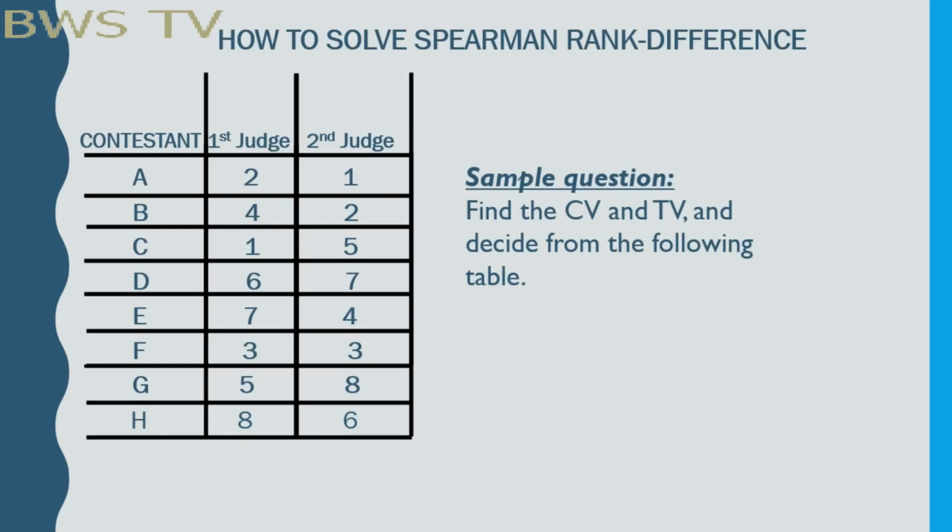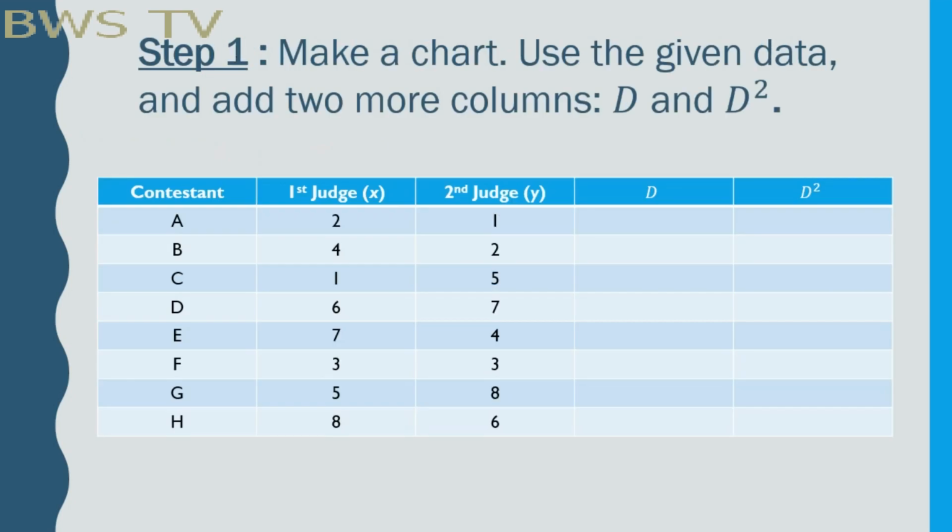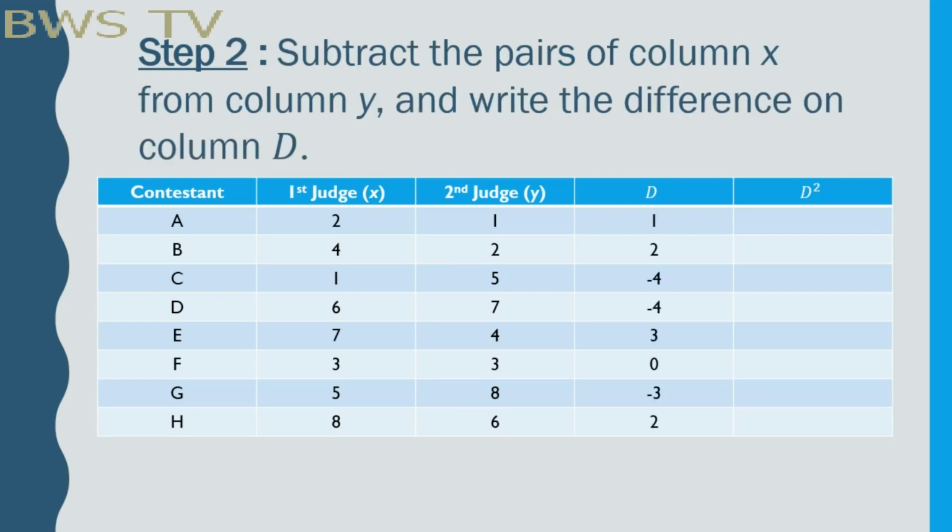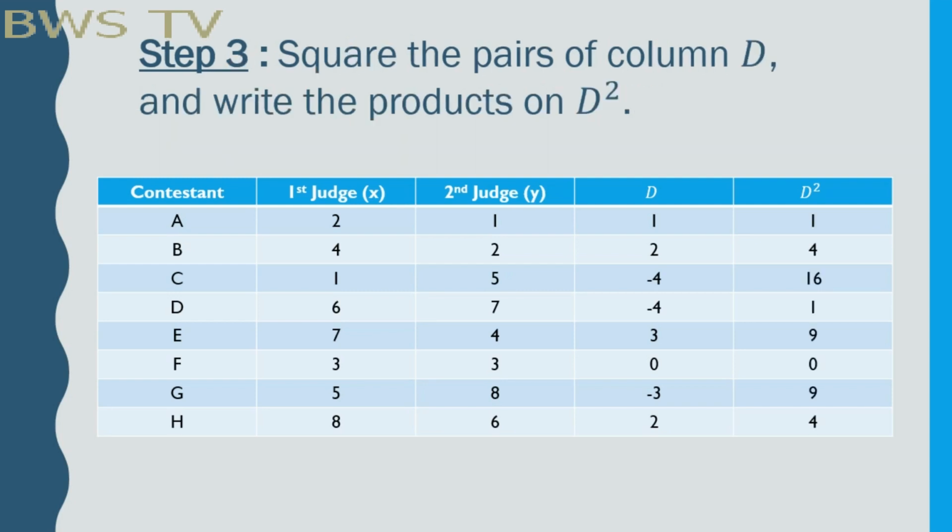Now I will be showing you an example on how to solve Spearman rank difference. For this sample question, I will be showing you a total of 7 easy steps. Step 1. Make a chart. Use the given data and add 2 more columns, d and d squared. Step 2. Subtract the pairs of column X from column Y and write the difference on column D. Step 3. Square the pairs of column D and write the products on D squared.